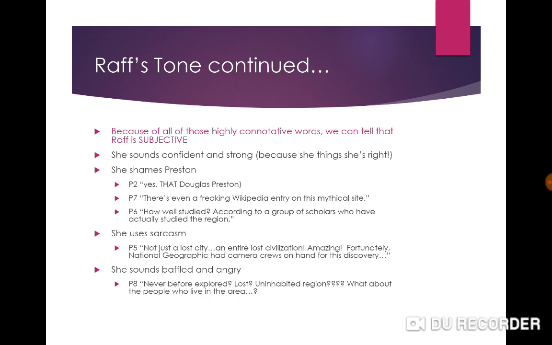Now, she sounds baffled and angry also. Look at paragraph 8. Here she's reacting again to some of the word choices in Preston's article, where she says, after all those lost city, vanished, never before explored. Those are all words from Preston's article. And she says, never before explored, lost, uninhabited region. You can hear her yelling by the last one. And look at all the question marks there. You can really tell that she is angry. So again, how can you tell tone? It's through word choice and sentence structure, okay? You can hear the sarcasm, the scorn, and how angry she is.